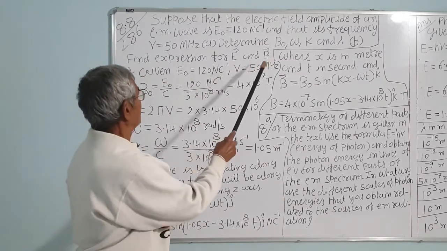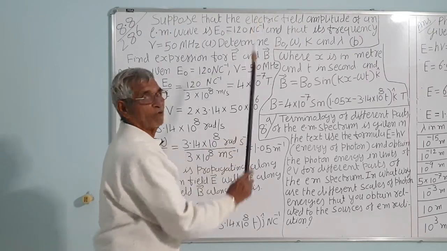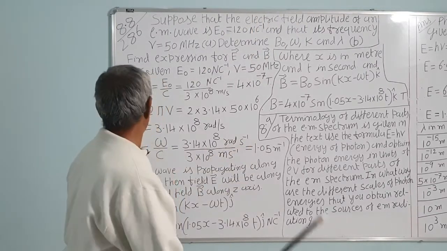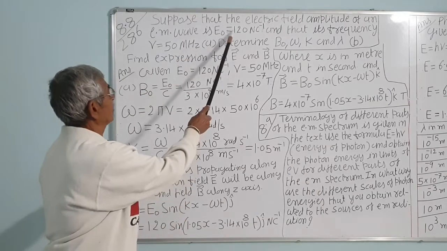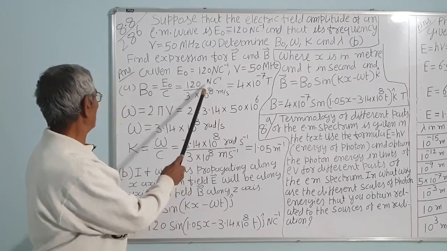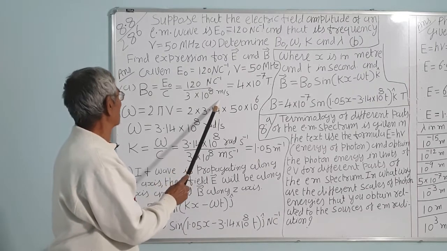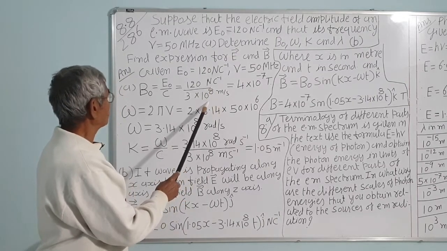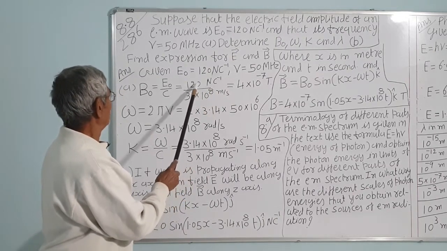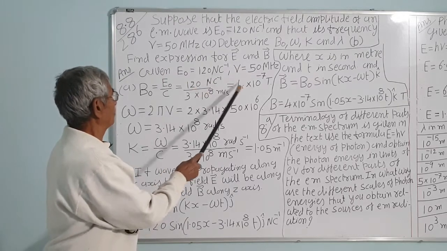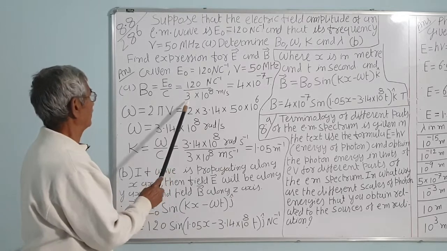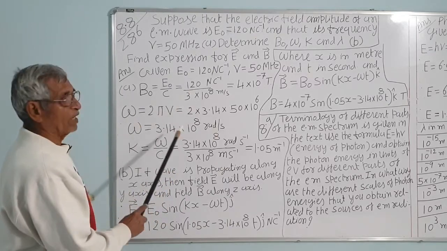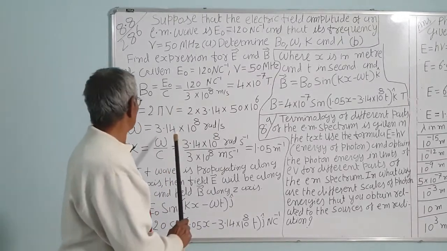So, first the B0. B0 is equal to, we know, E0 by C, velocity of light. E0 is given 120 Newton per Coulomb upon 3 into 10 raised to 8 meter per second. That is 4 into 10 raised to minus 7 Tesla. 4 is 12. Correct.